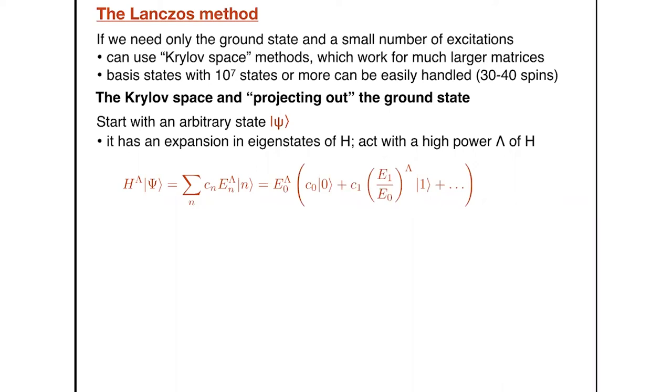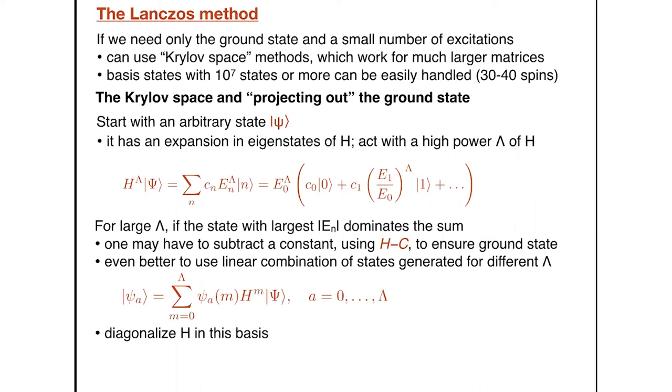Then let's pull out this factor in front of the ground state. Here i zero refers to the ground state, one the state with the next highest energy, and so on. So then you get just c naught times your ground state there. And in all these other terms, you get powers of ratios of energies. And now, if need be, you can add a constant to the Hamiltonian so that these ratios will always be less than one.